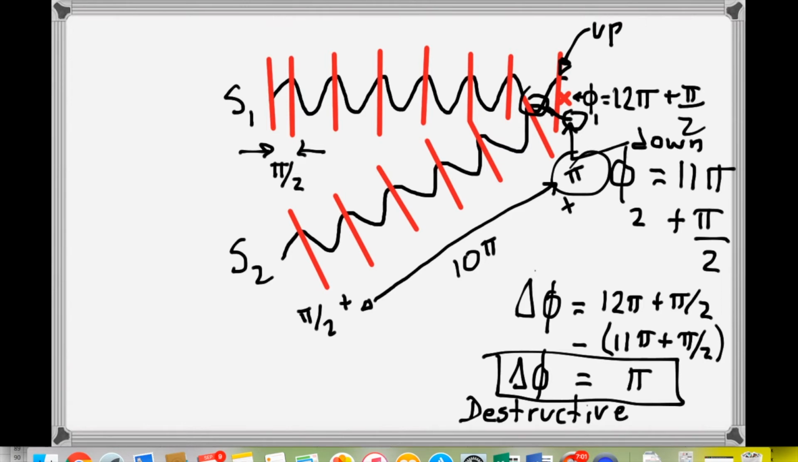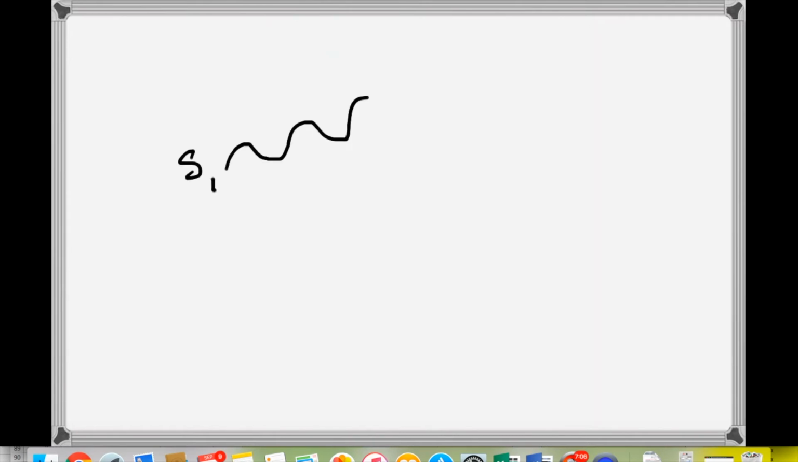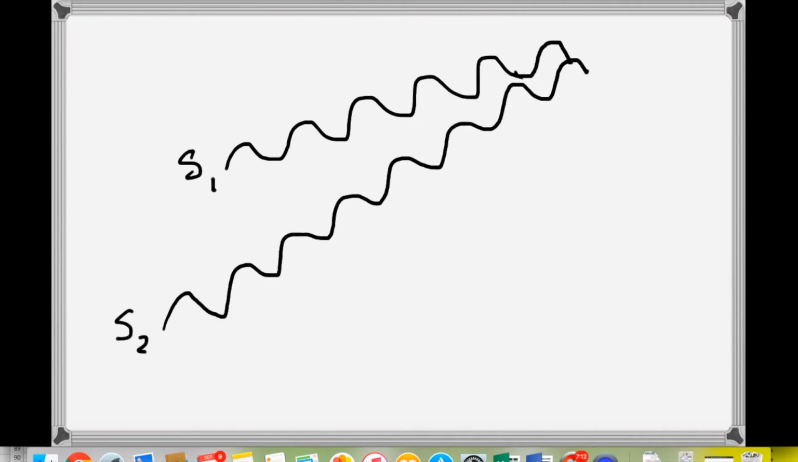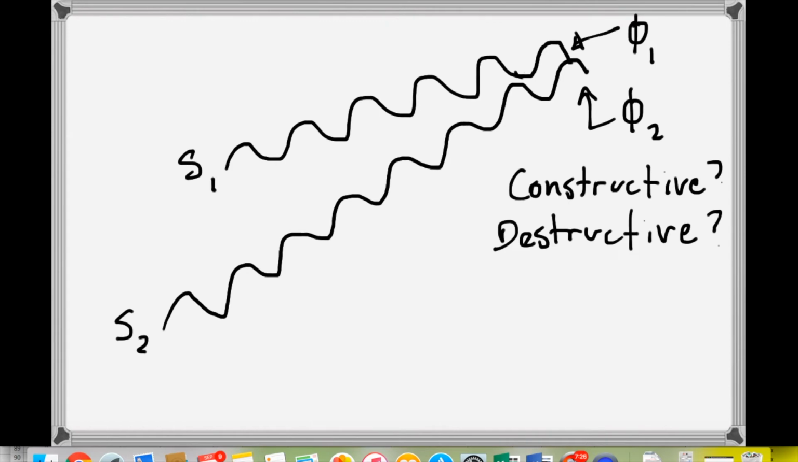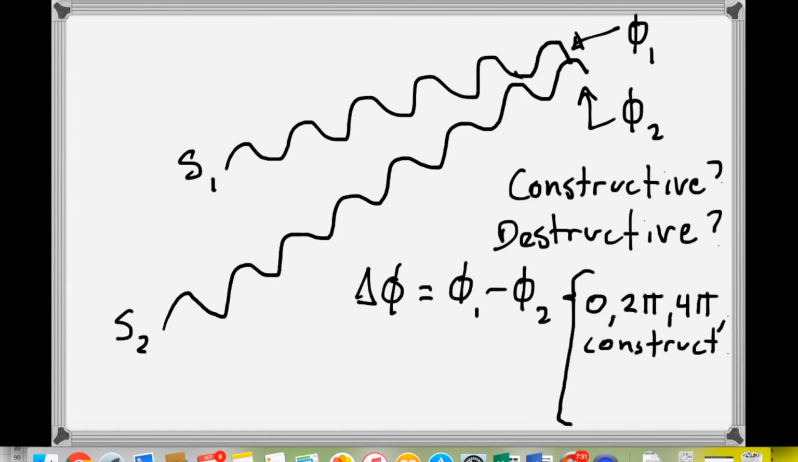Now, when we look at the waves arriving at a common point, coming from different sources, we just said that knowing the phase of one wave and knowing the phase of the other one is important because the difference in phases between them will determine whether the interference is constructive or destructive. Phi 1 minus phi 2 will tell us whether it's constructive or destructive. We know that the even multiples of pi, 0 included, give us constructive interference, and that the odd multiples of pi, 3 pi, 5 pi, 7 pi, etc., give us destructive interference.